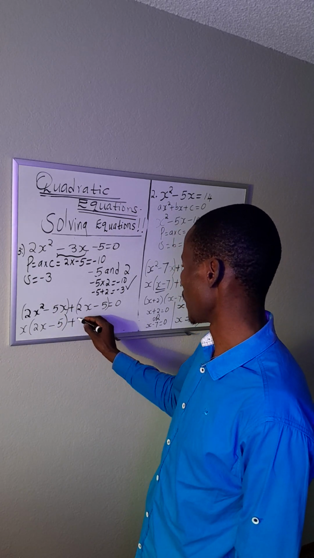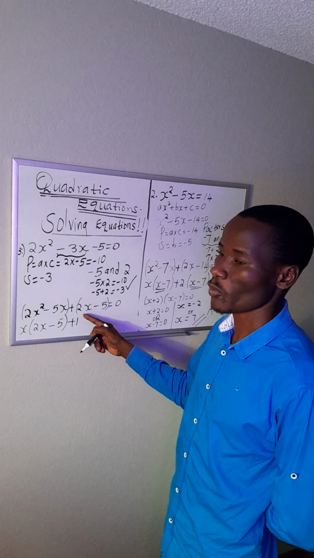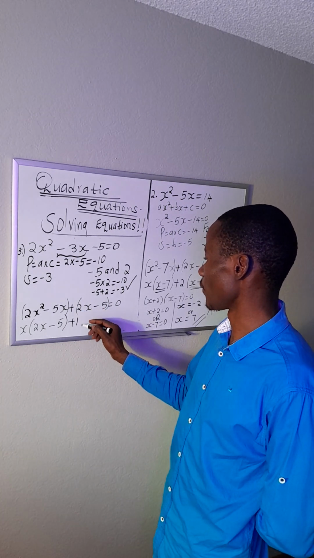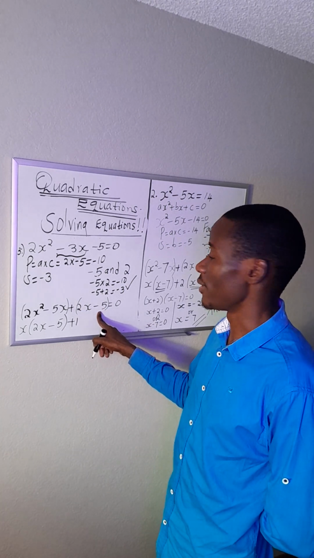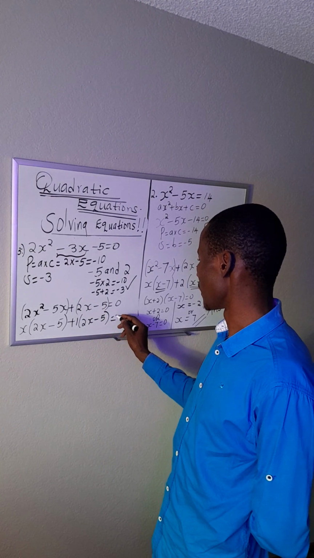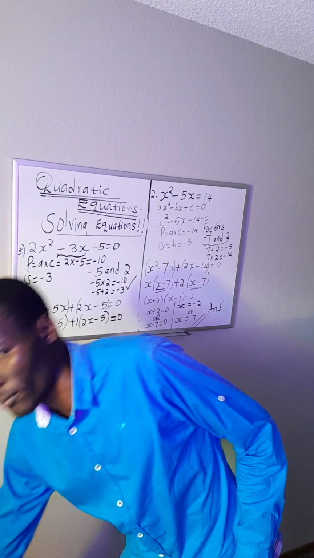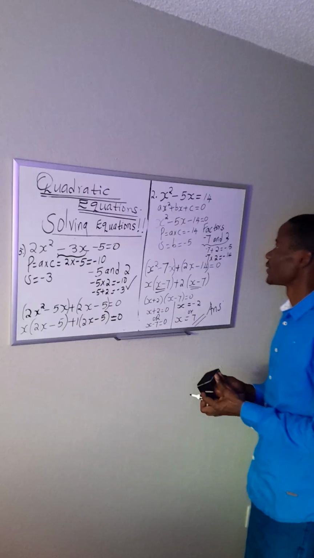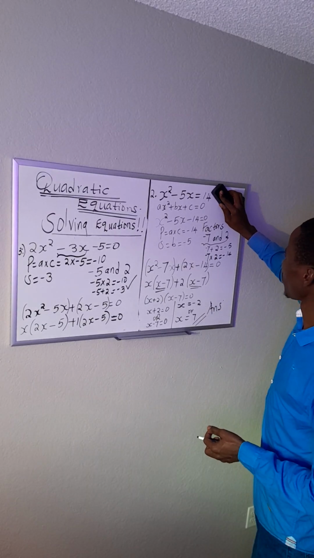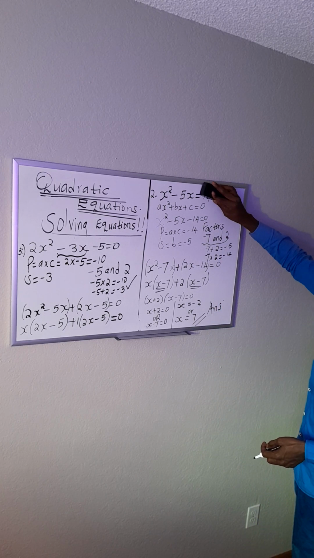Plus, what is common here is 1, since no number is common where there is 2x and 5. So we talk of a common factor being 1. Therefore, now we shall say x plus 1 into bracket 2x minus 5 is equal to 0. So that is where we are. Then now we go ahead to try and solve that. I hope you follow through that and understand it. It is very clear.